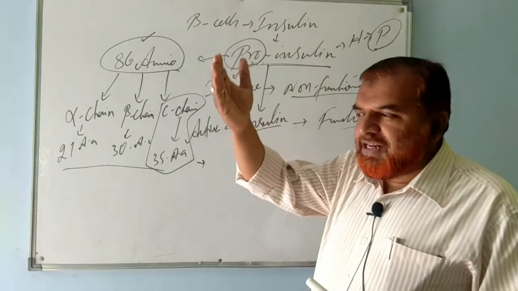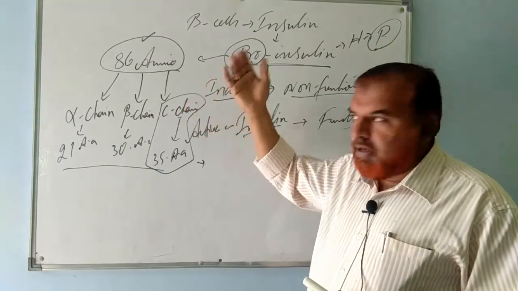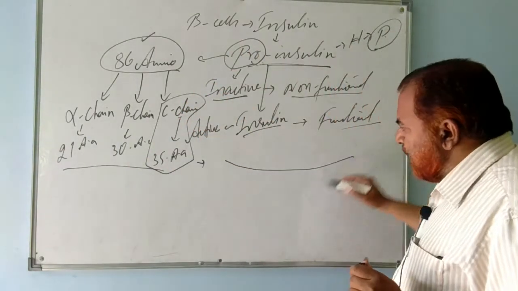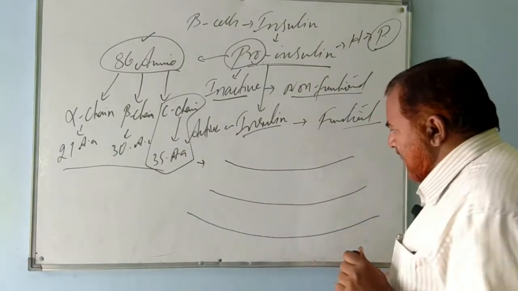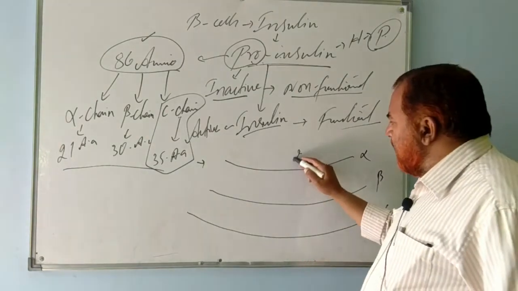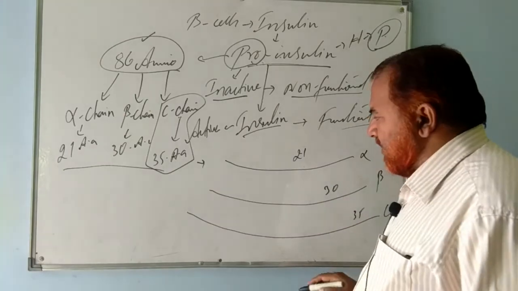It starts from alanine, cysteine, and then phenylalanine, serine, methionine, all those series are there. 21 amino acids like this, then 30 amino acids, then here 35 amino acids. This is the alpha chain, beta chain, and C chain. Now here 21 amino acids, then here 30 amino acids, here 35 amino acids. Clear?